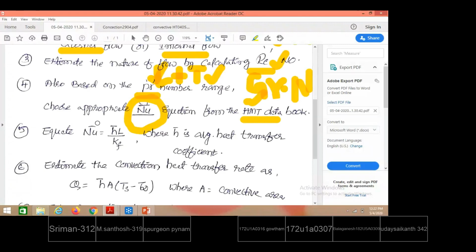After getting the Nusselt number, we will equate it to hL by k. Here, this is Nu bar, meaning average Nusselt number. All the time you need to calculate the average heat transfer coefficient and average Nusselt number values. After obtaining the average Nusselt number, that is equated to the average heat transfer coefficient. L is the characteristic length, otherwise the length over which the fluid is in contact.